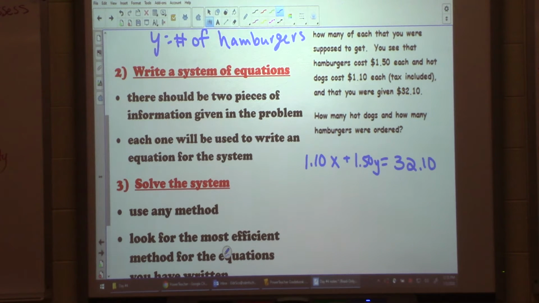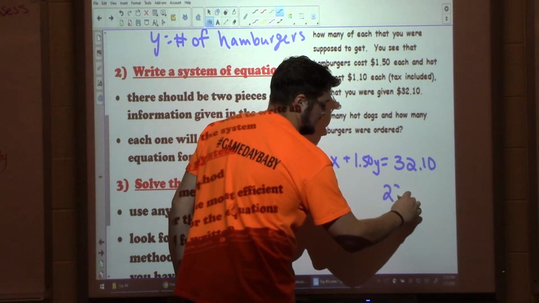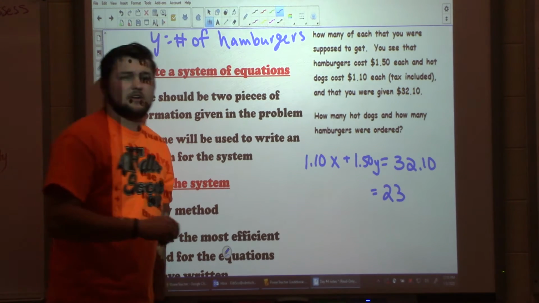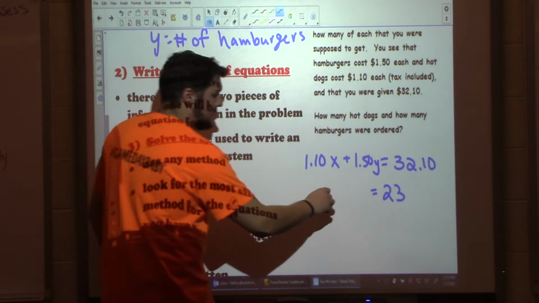Our second equation is going to deal with the quantity of things. Right? We're talking about everyone gets one hamburger or one hot dog. Well, how many people are there? 23. Well, how do I figure out the other part of that equation? x plus y, right? The number of hot dogs plus the number of hamburgers should add up to 23 because everyone only got one.